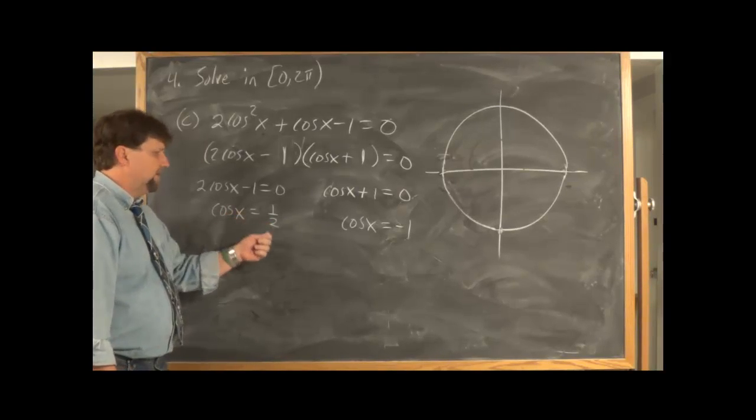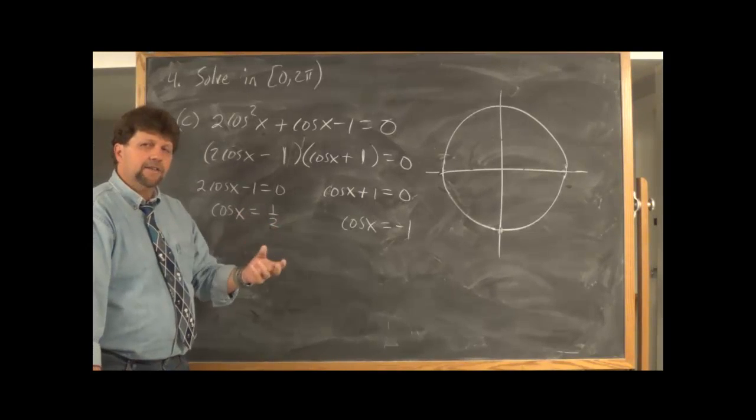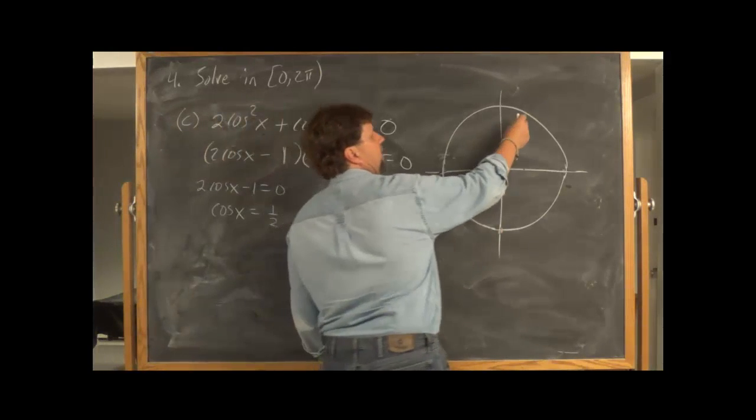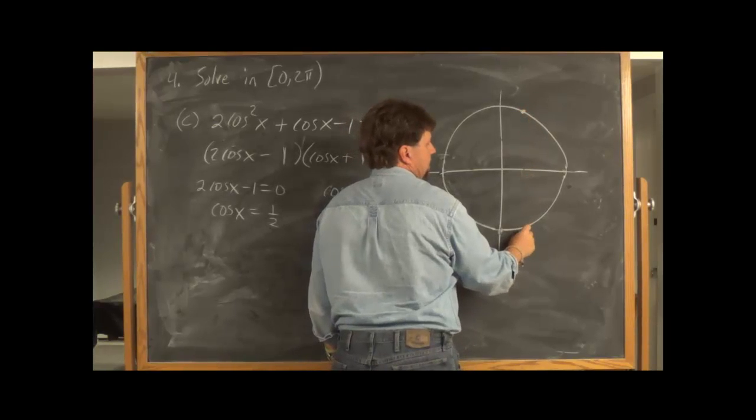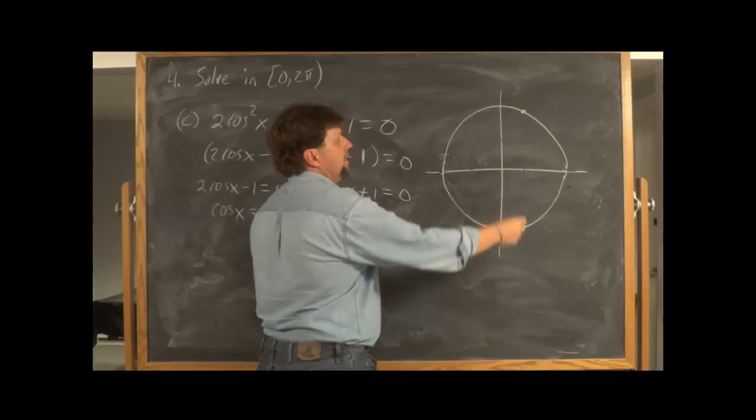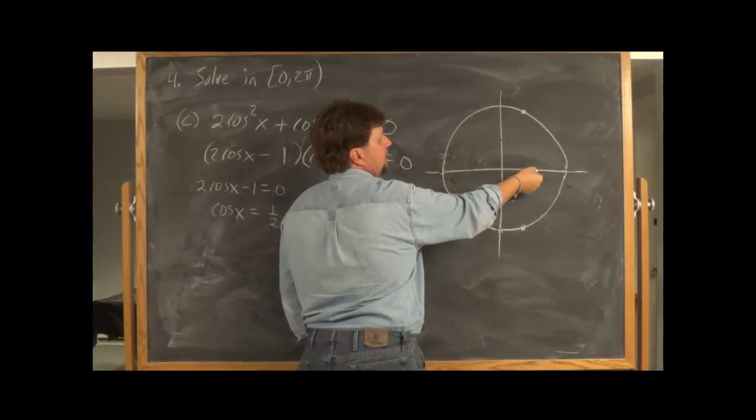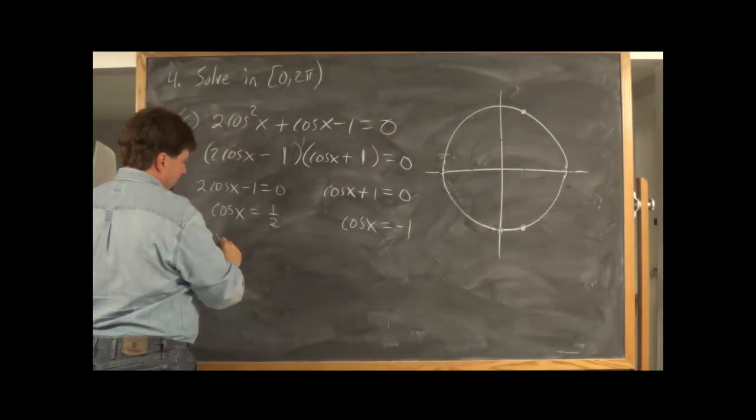Cosine on the unit circle means an x-coordinate. So where would we find an x-coordinate of 1/2 on the unit circle? I believe right up here, and then right down here. If you know this has an x-coordinate of 1/2, then you know the angle will be pi over 3.